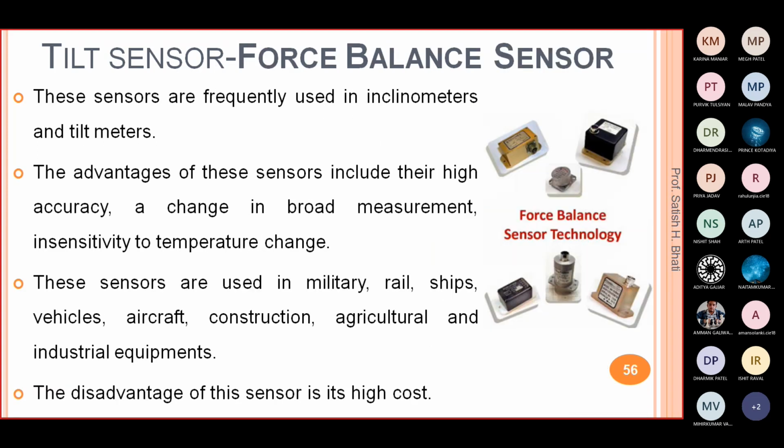And the second type is the force balance sensor. This is also a frequently used sensor, right? This type of sensor is frequently found in the inclinometer or tiltmeter. The main advantage of this sensor is its accuracy, right? High accuracy. So we can say the most accurate tilt sensors are this force balance type, right?